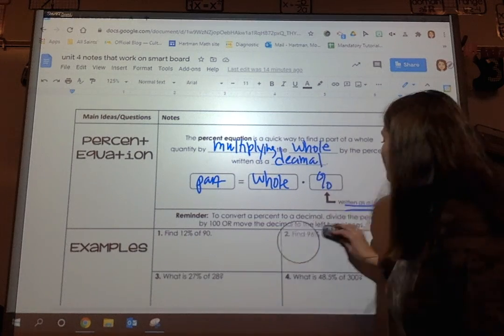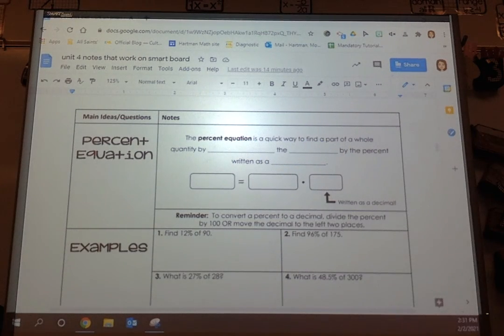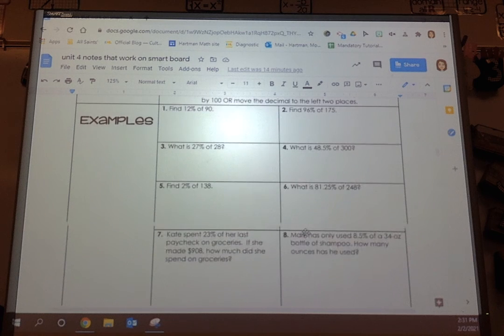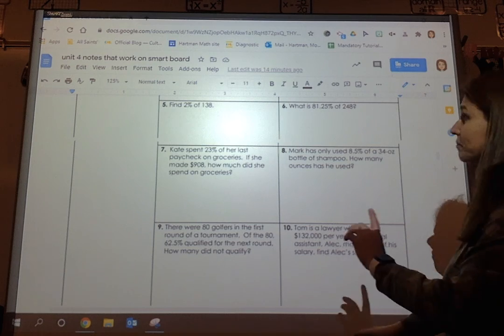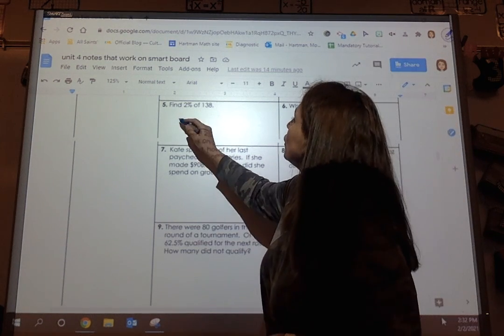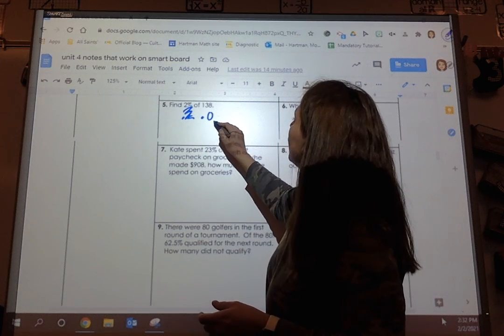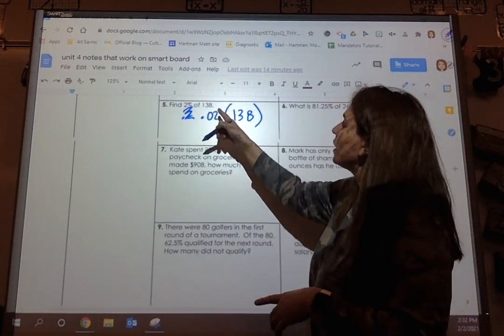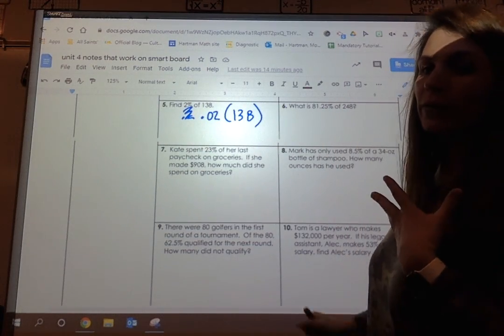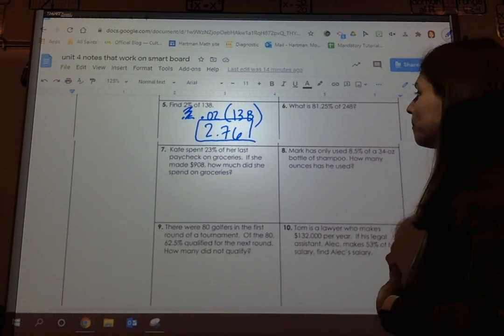Let's do some more of these together. And if you want to work ahead and then use my video to see how we're doing, that's fine too. But let's look at 5, 7, and 9. So now it says, find 2%, which is 0.02 of 138. So 2% of 138, and when I multiply those, I get 2.76 is my answer.